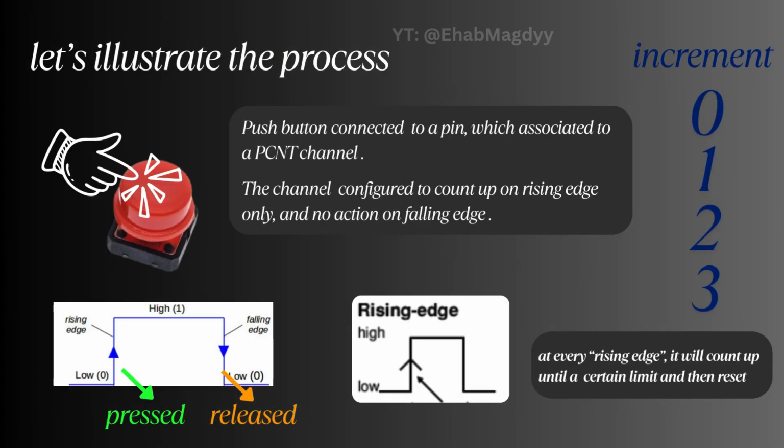Let's illustrate the process. We have a push button connected as pull down to a pin, which is associated to a pulse counter channel. So, when the button is not pressed, the pin reads low. When the button is pressed, the pin level will change from low to high, which makes a rising edge, and when the button is released, it will make a falling edge. In this example, we configured the channel to increment count at rising edge, and do nothing at falling edge. So at every press on the button, the count will increment, until it reaches a defined limit, then restart again.